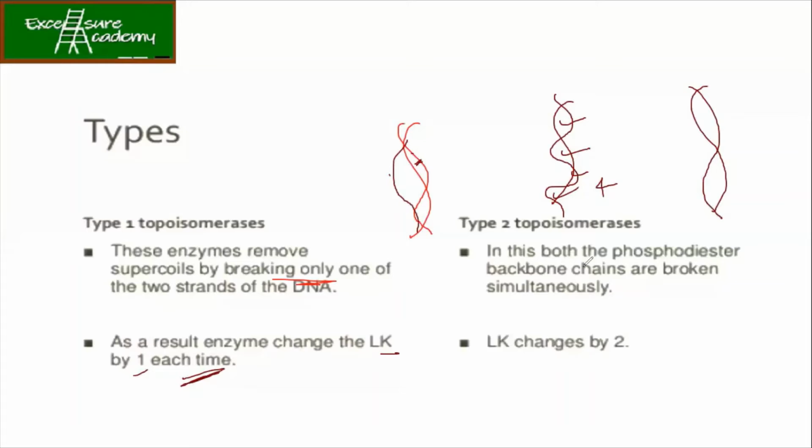Okay? Now, in this case, the phosphodiester backbone chains are broken simultaneously and the linking number changes by 2. So guys, please remember this slide. This is important. Now, what is happening here? The phosphodiester backbone is broken. What does it mean? It means both the strands, the whole double stranded DNA, will be broken. So you have got double stranded DNA like this. Then you have got another one like this.